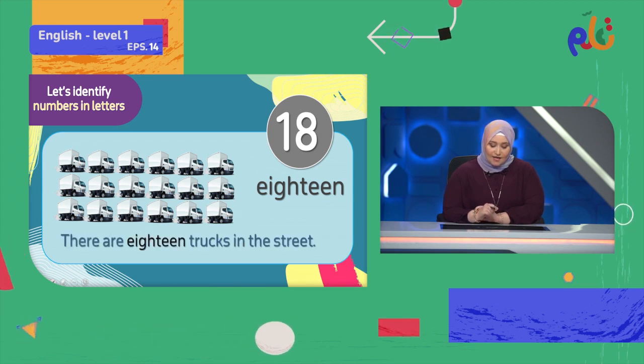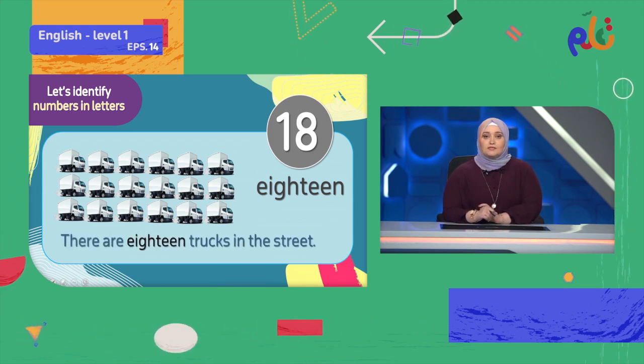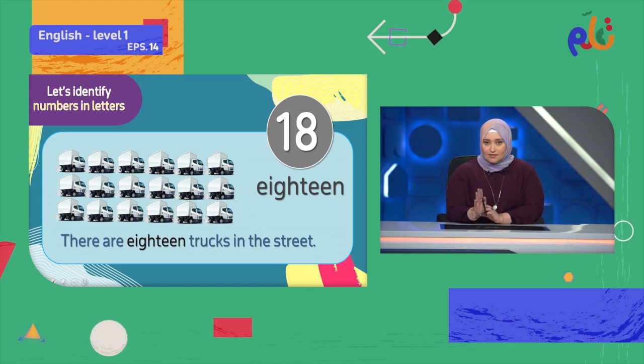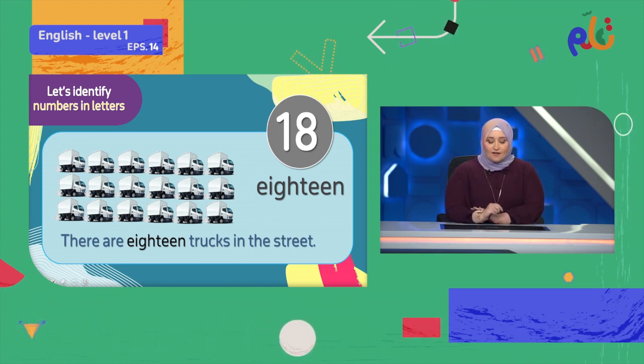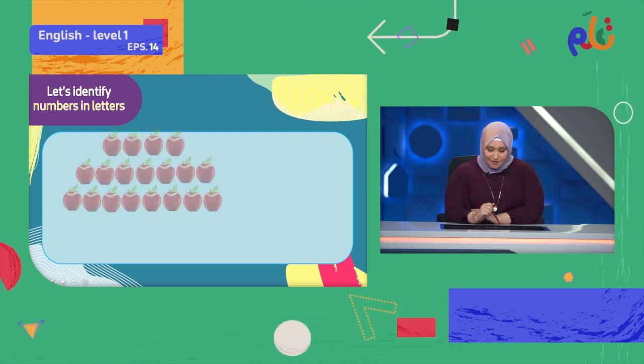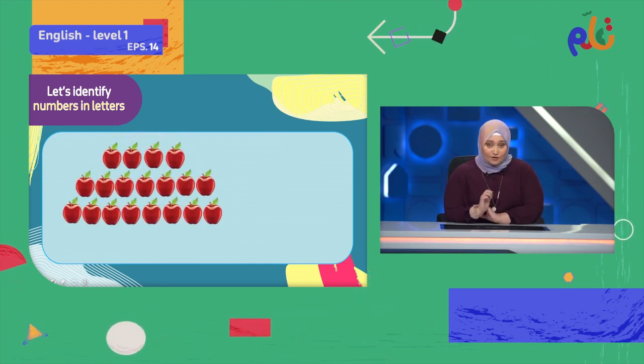18. There are 18 trucks in the street. There are 18 trucks in the street. 18, not 8 then teen. Let's see the following number. Wow, those are a lot of apples. We can see a lot of apples in front of us.